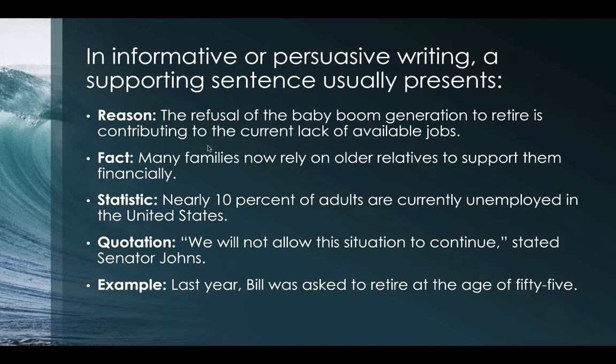To make this more specific, as opposed to saying, making it a fact, saying many families, you could turn it into a statistic, give me a specific number. So in this case, nearly 10% of adults are currently unemployed in the United States. Like I said, usually if somebody puts math in something, I'm going to believe it because I'm not so great at math. And if you give me a number, I'm like, oh, well, these people have done their research, and I am going to be more likely to think about their argument in a way that makes it more believable.